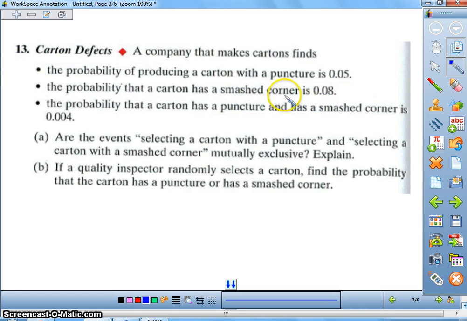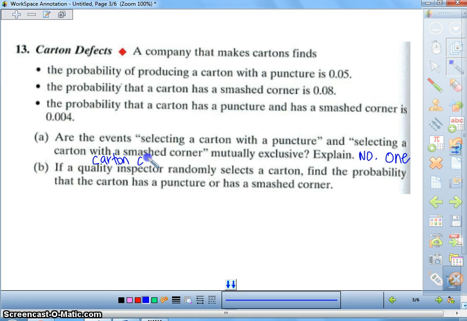We have a problem about defective cartons, and we're given the probability of producing a carton with a puncture, the probability of producing one with a smashed corner, and the probability of producing both. First question is, are those events mutually exclusive? Well, can I have a carton that is both punctured and has a smashed corner? According to the probabilities they've given me, yes, I can. So they are not mutually exclusive because they can have both. So one carton can have both.